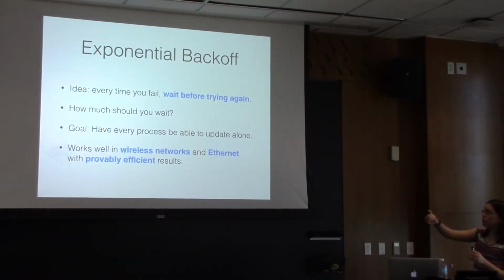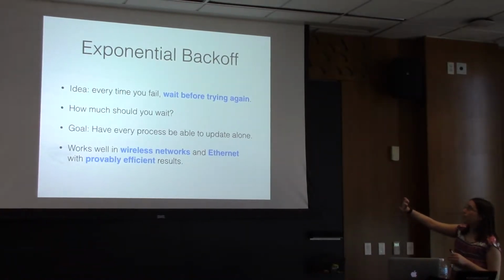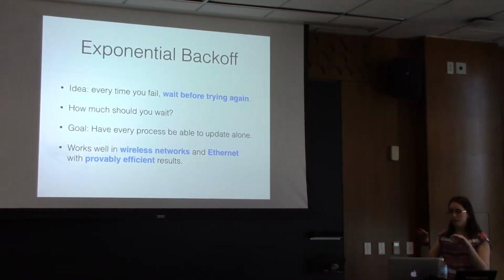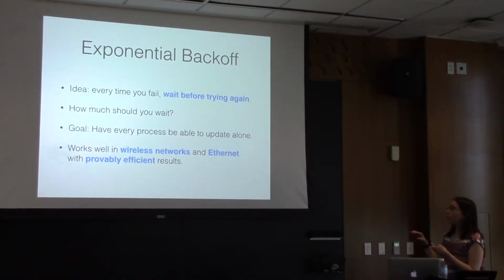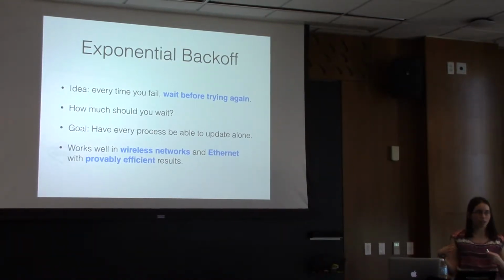Okay, so in models like wireless networks and the Ethernet, exponential backoff is often used to lower the amount of contention that you get. All right, so we can go through an example of how it's done in wireless networks and then see if we can adapt that to shared memory.